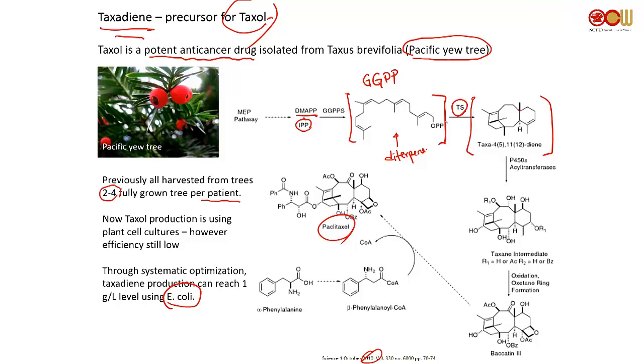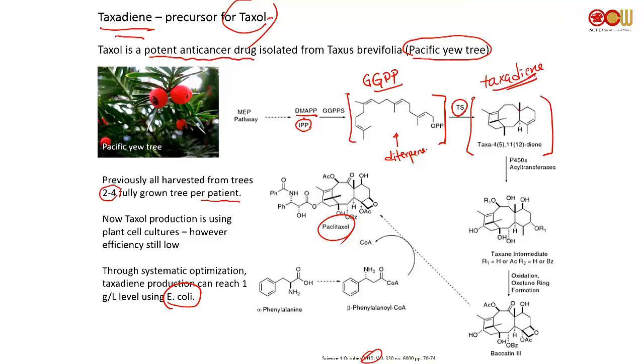And then to go from GGPP, you use one synthase, a taxadiene synthase, I guess, TS. And you can convert that in one step, going from this guy, GGPP, to taxadiene. And this is the precursor to make Taxol, right?